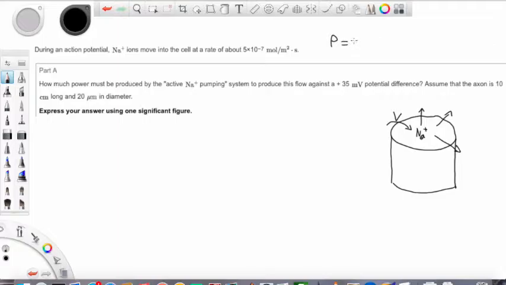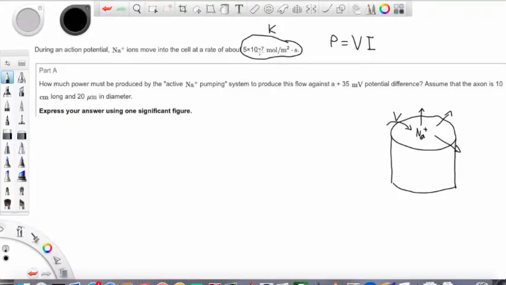Power is voltage times the current. So we already know this voltage. The potential difference is 35 millivolts. Another question is, what is the current or amount of current that we are pushing through when we are pushing this much sodium ions through the membrane? So let's think about what this quantity means. So let's call it K.